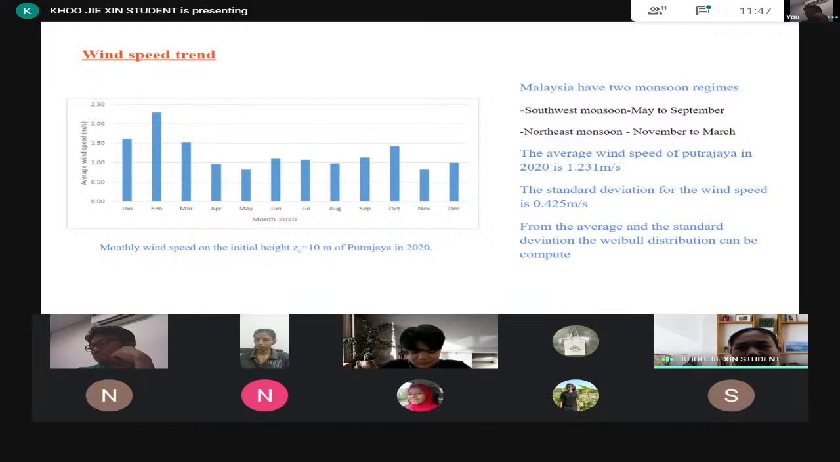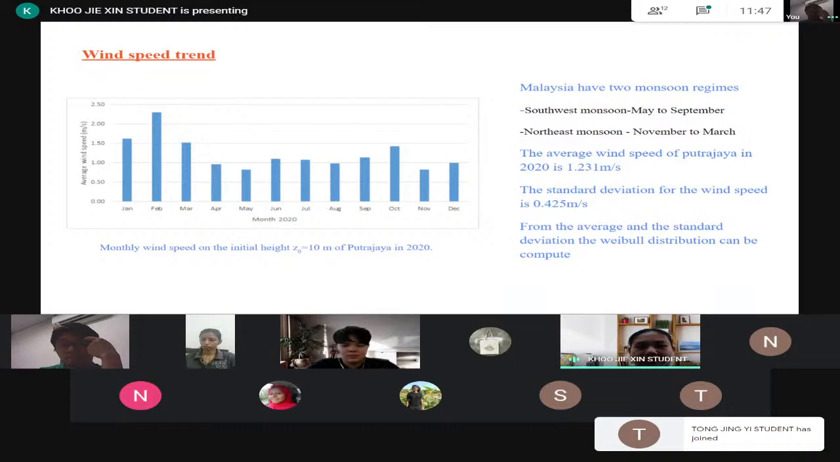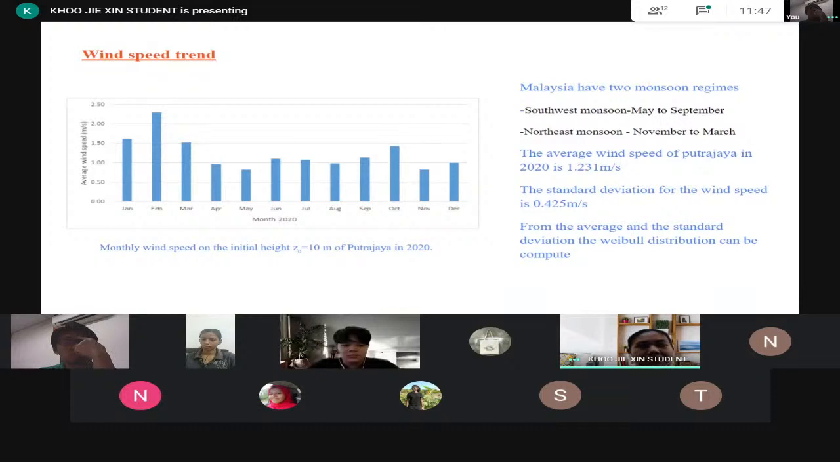As stated just now in Samuel's slide, the northeast monsoon has the highest wind speed, but because Putrajaya is covered by Titiwangsa, it showed that the southwest is the highest and the northeast is the lowest wind speed, but it is covered by Titiwangsa. So the most affecting wind for Putrajaya is the northeast monsoon.